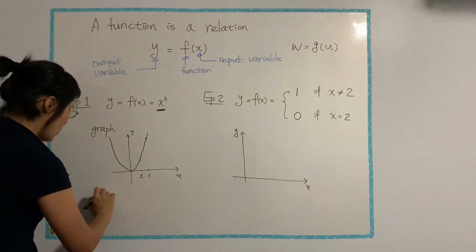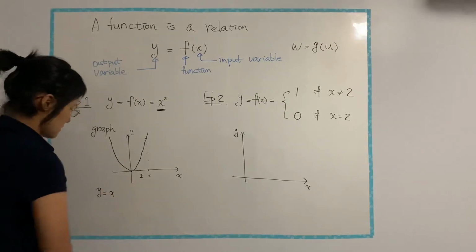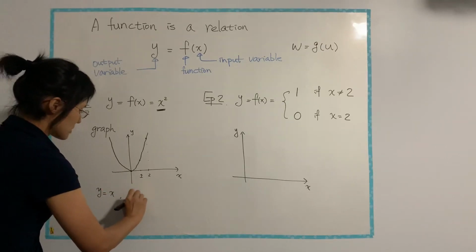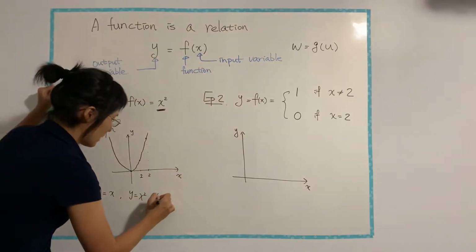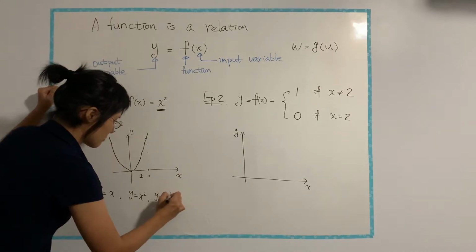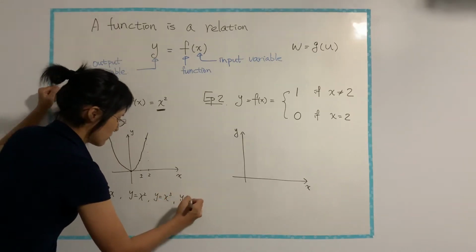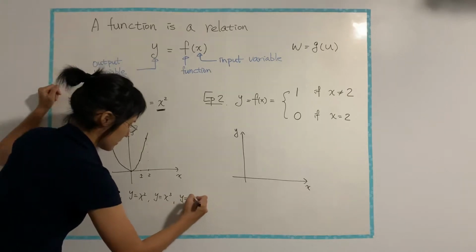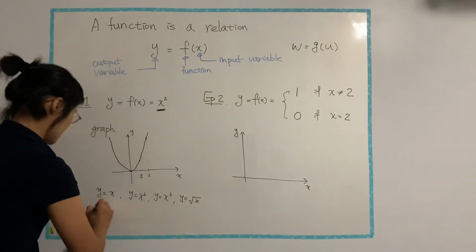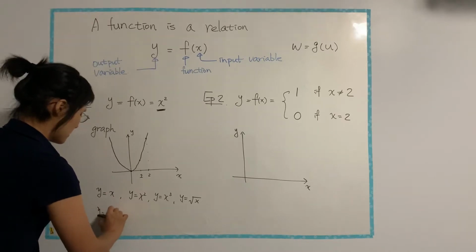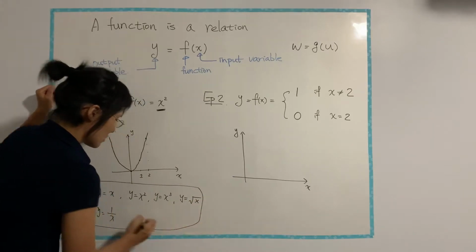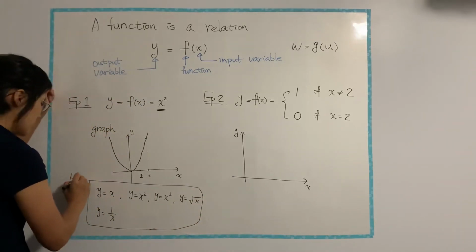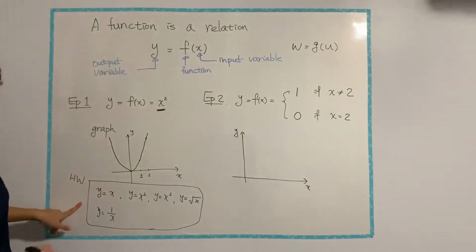So for example, y equals x, y equals x squared, which is a parabola. And we have y equals x to the power 3, y equals root x, and we can have y equals 1 over x. All right? So if you know what these graphs look like, that's good. If you don't know, you should look this up.